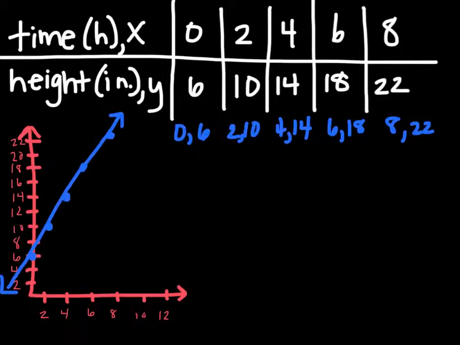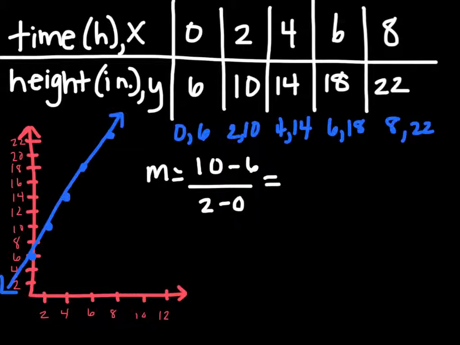And I'm going to find the difference between the rise and the run, which gives me 4 over 2, or 2. So our slope is 2. Next, I'm going to find the y-intercept of our line. Our line crosses the y-axis at 6, at point (0, 6) here.